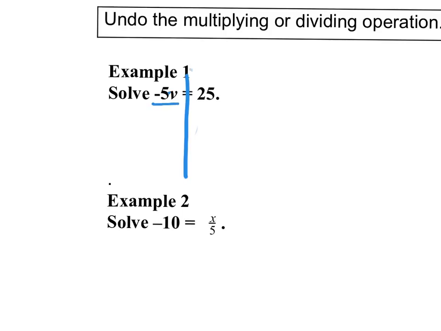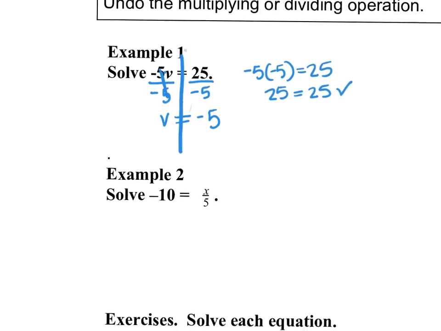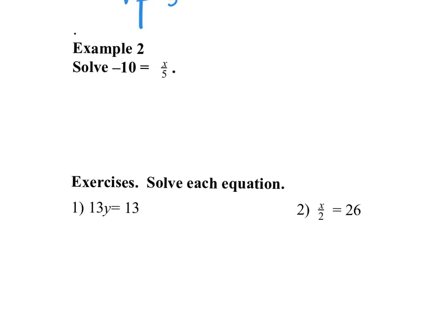So we're going to do the same thing like we did yesterday. What we do to one side, we do to the other. But the opposite of multiply is divide. We take our sign with us. So we're going to divide both sides by negative 5. This is going to cancel out. This is going to leave you v. 25 divided by negative 5 is negative 5. So plug that back into the formula just to check it. Negative 5 times negative 5 is 25. Yes, that's 5 times 5 is 25. So it checks out.